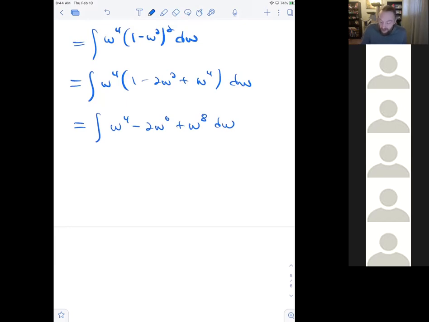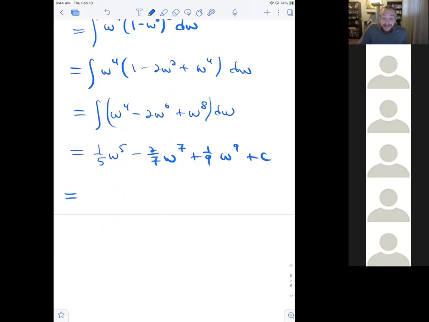Now it's just the power rule. So I apply this immediately. 1/5 w to the 5 minus 2 over 7 w to the 7 plus 1 over 9 w to the 9 plus a constant of integration. What was w? W in this case was sine x. W is sine.